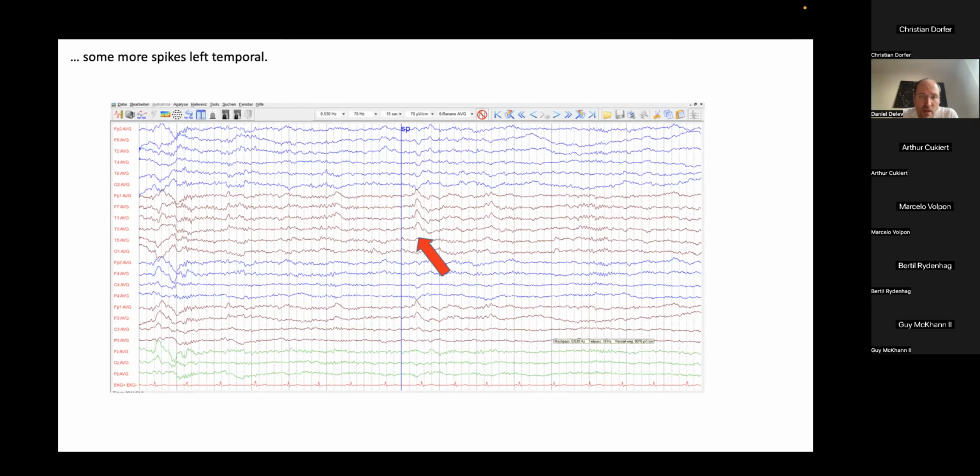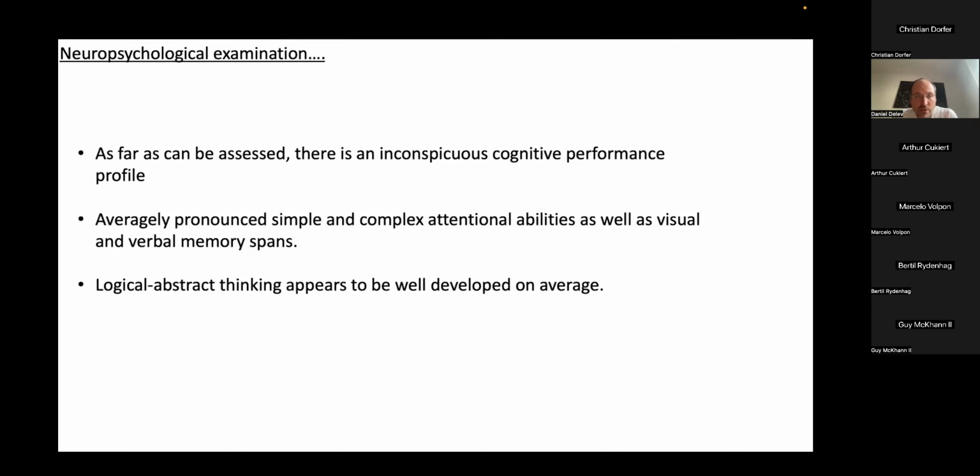We also did a neuropsychological examination. To cut it short, it was more or less without any problems. On average, it was normal. The simple and complex attentional abilities and visual and verbal memory spans were a little bit longer, but he did quite well.